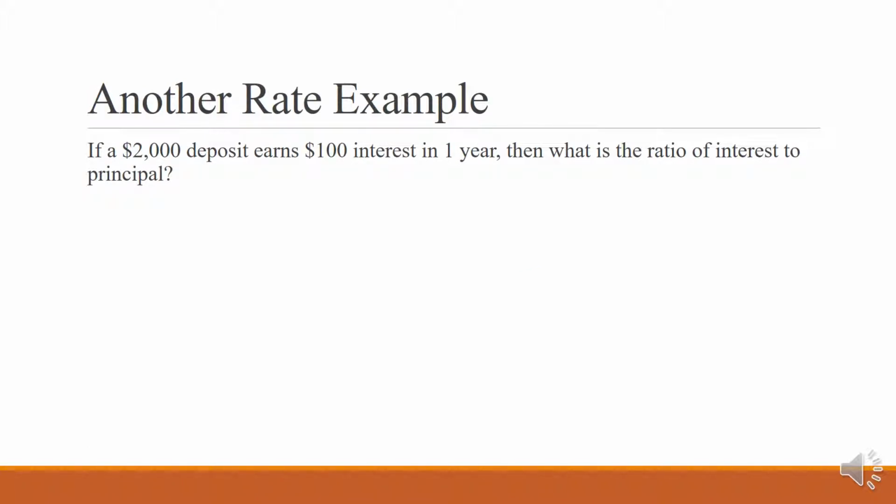Now let's look at another example with rates. It says, if a $2,000 deposit earns $100 interest in 1 year, what is the ratio of interest to principal? So again, there's your 2 units, interest and principal. Principal is the amount that you originally deposit, so this is always going to be the bigger number. Our ratio of interest to principal is going to be interest divided by principal. They told us that our deposit earned $100 interest, and that our principal was $2,000.